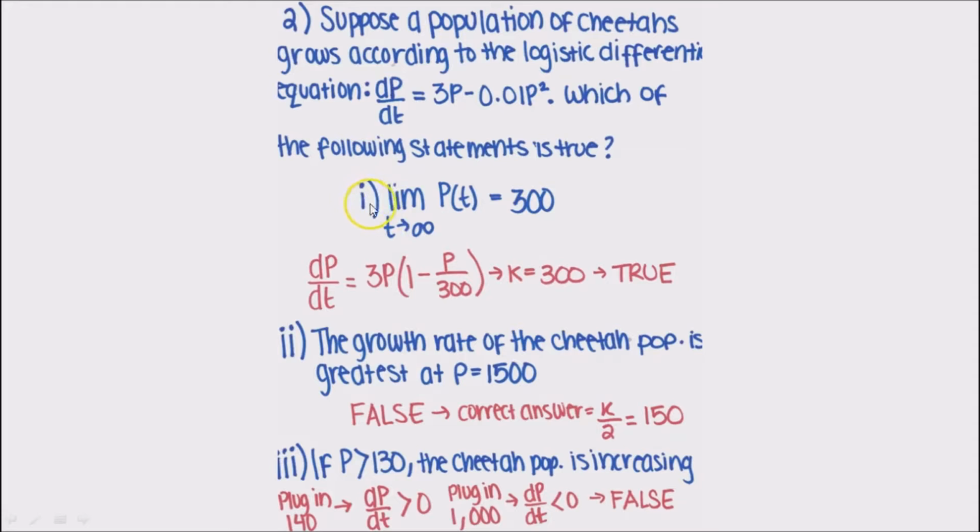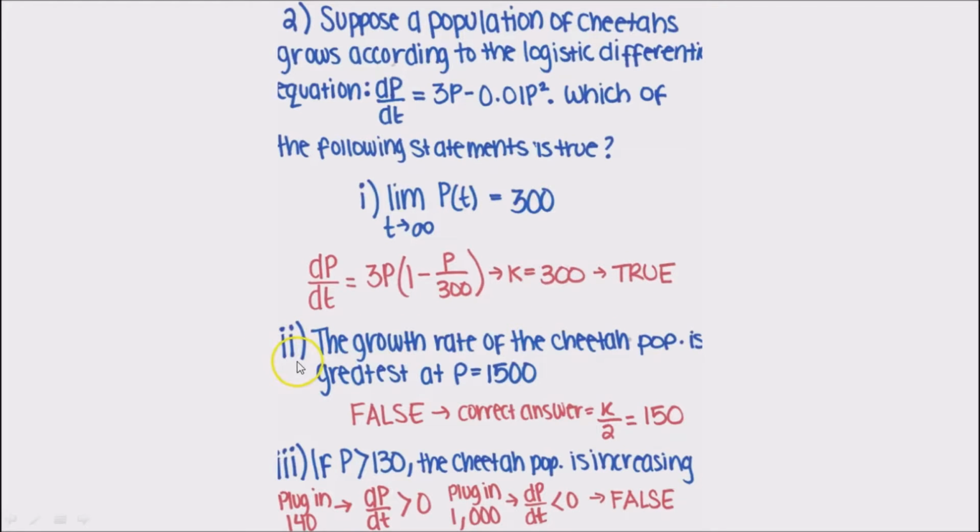So the first statement is the limit as t goes to infinity of P of t is equal to 300. So we know by now that this limit is equal to the carrying capacity. Therefore, 300 must be the carrying capacity. And in order to check if this is true or not, we have to rearrange dP/dt to get it into the form we like, where it's 1 minus P over K inside the brackets. So when we rearrange this by taking out the 3P, we get 3P times (1 minus P over 300). And so we know that K is equal to 300, so this statement is true.